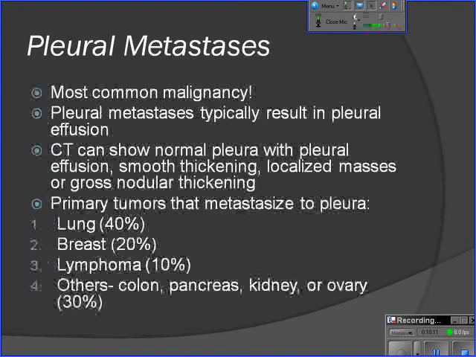So with regards to pleural metastases, again, they're the most common malignancy involving the pleura, typically result in a pleural effusion, and CT appearances can be variable depending on the stage of disease. So you can just see a normal pleural effusion without any pleural abnormality otherwise. You could see smooth thickening early on. You could see localized masses or gross nodular thickening, as we discussed. And the primary tumors that metastasize to the pleura, lung first and foremost, then breast cancer, and then lymphoma. And then you can have other cancers as well, including pancreatic, kidney, and colon cancer.